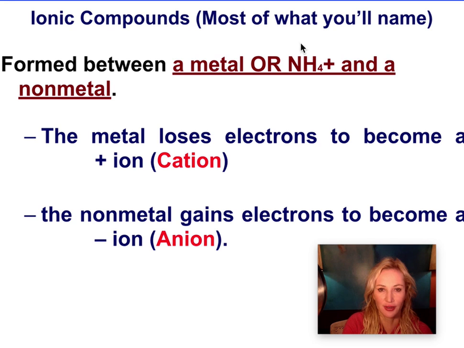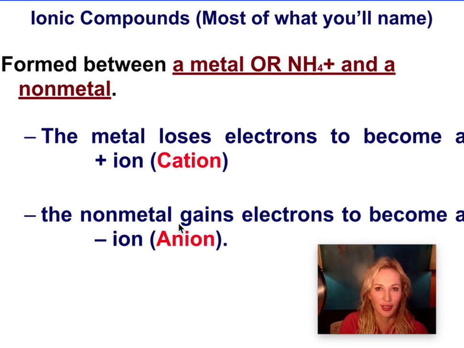So if you see a metal or the ammonium ion, and they're always written first, then you have an ionic compound. And then it bonds with the thing that's written second, which is the nonmetal compound. The metals lose electrons to become a positive ion. We call those cations. Nonmetals tend to gain electrons to become a negative ion, anions. In nature, many metals are naturally in their positive ion state because they're more stable like this. Nonmetals in nature are in the negative ion state, the anion state, because it's more stable.